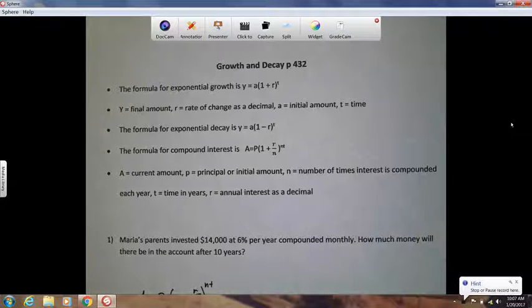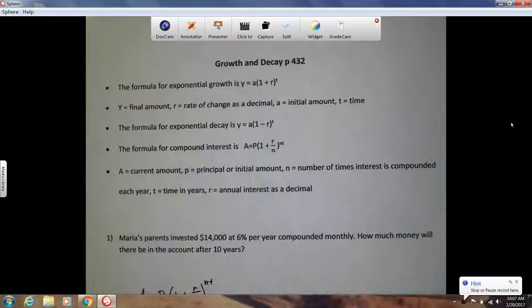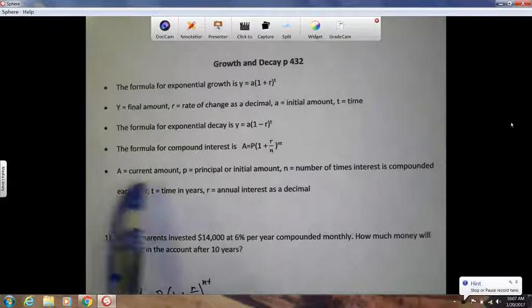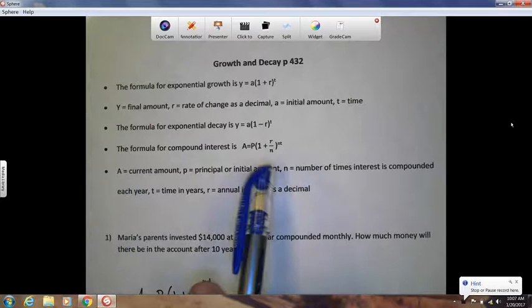This is exponential growth and decay. So make sure you look at these formulas so that you know them. Okay, so part of your quiz questions are going to be, do you know what all these letters represent, what all these parts of the formulas represent?